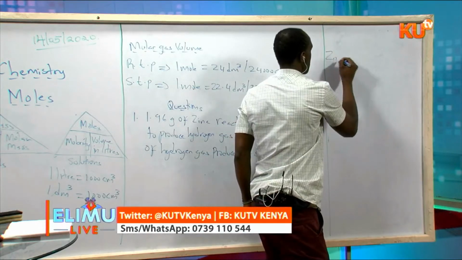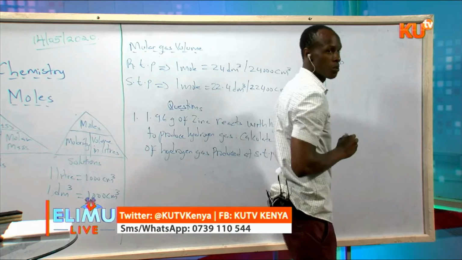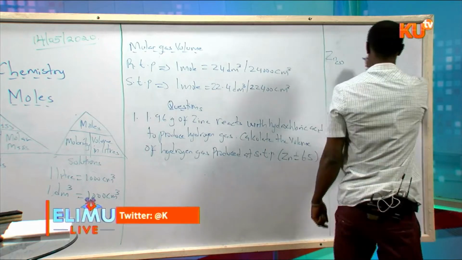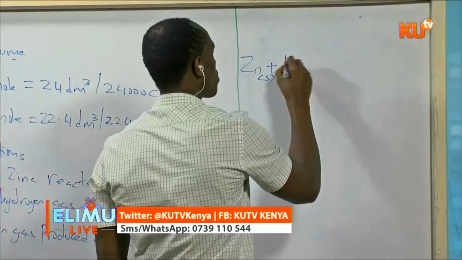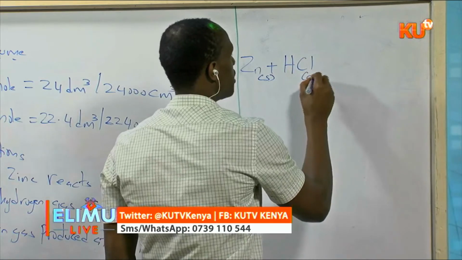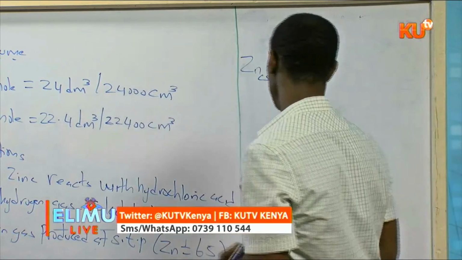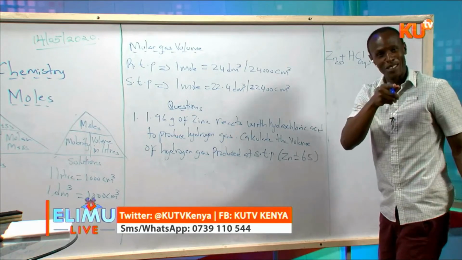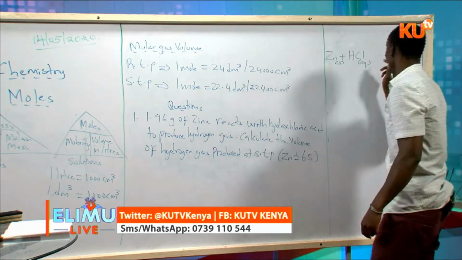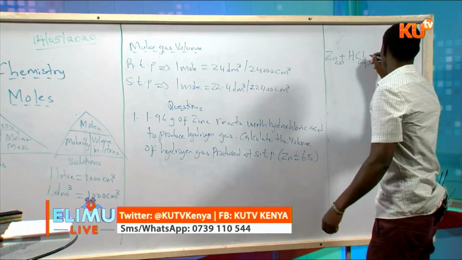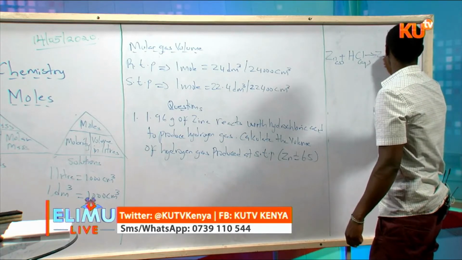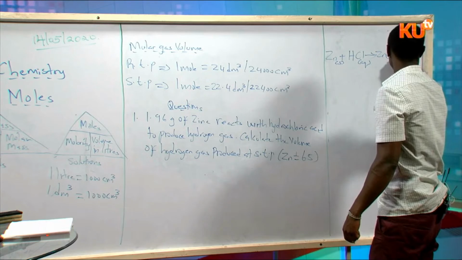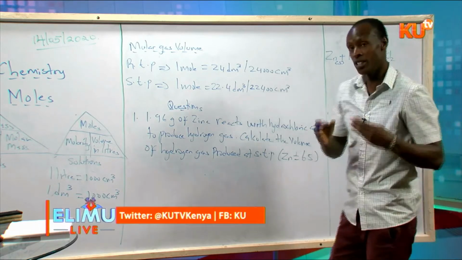So first write the chemical equation. Zinc is Zn, and it's a solid, that's why you indicate in brackets solid. Plus hydrochloric acid is HCl. It's an aqueous solution, so you put aq. To give you zinc chloride, ZnCl2. So these are Form 2 work.